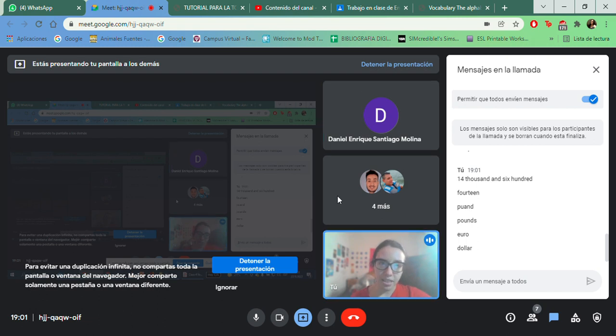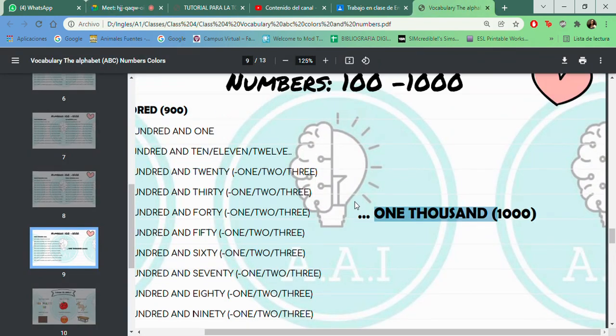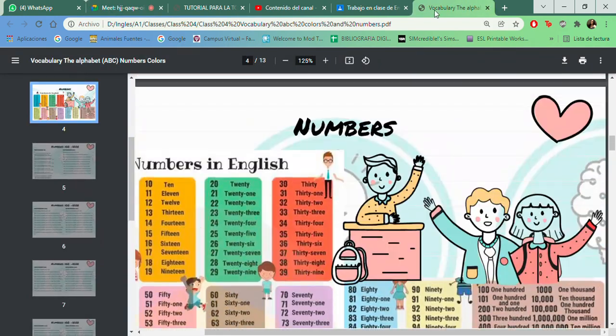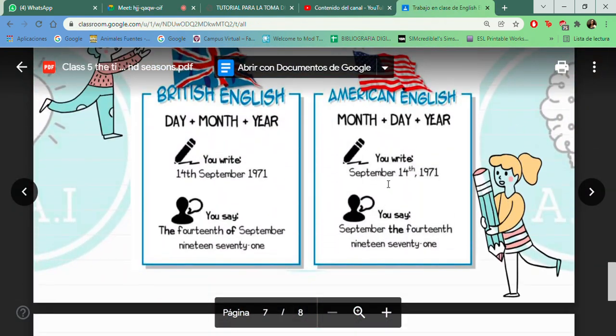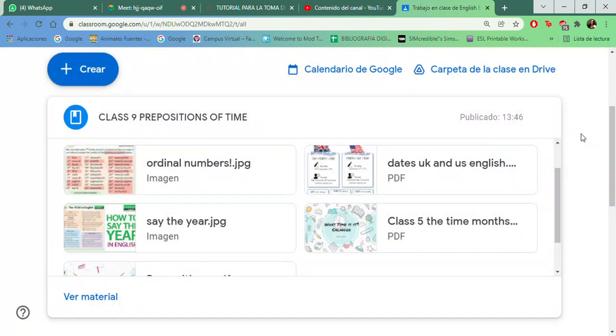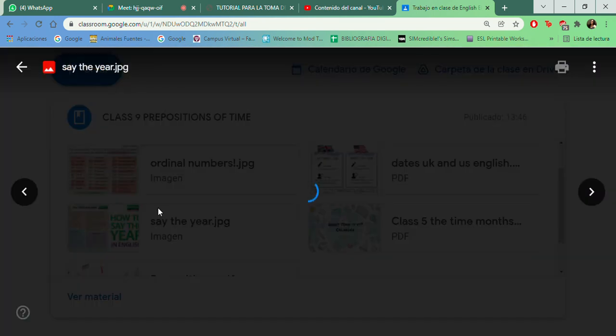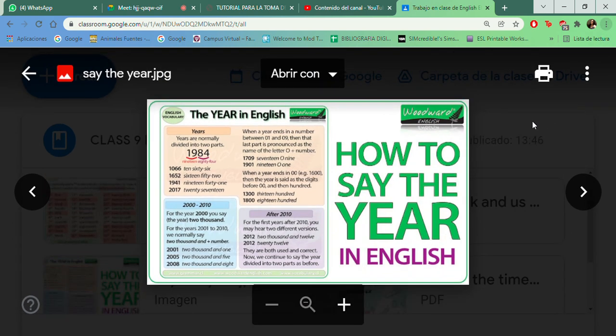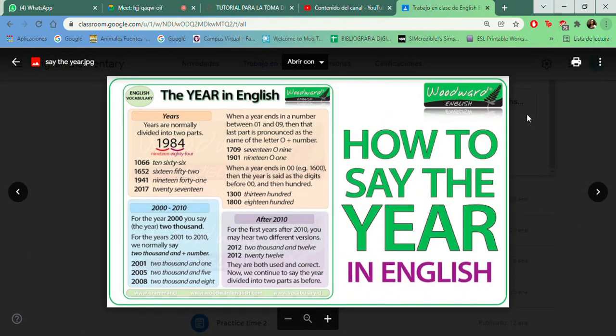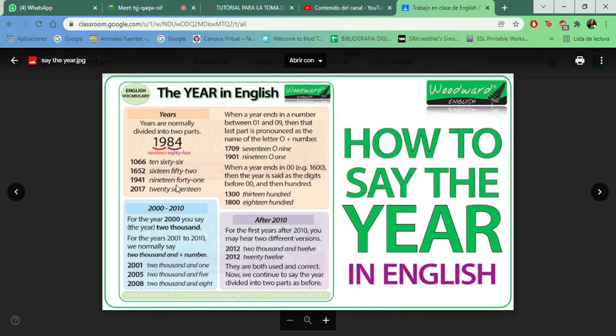Okay, now let's see the years. Now that you know the numbers, we can talk about the years, right? Because now you already know the numbers. So let's talk about the years. So for years, let's see, here we know that is the date. Here, say the year. So for years, let me zoom a little bit. There we have. Can you see it? ¿Pueden verlo? Can you see? Yes?